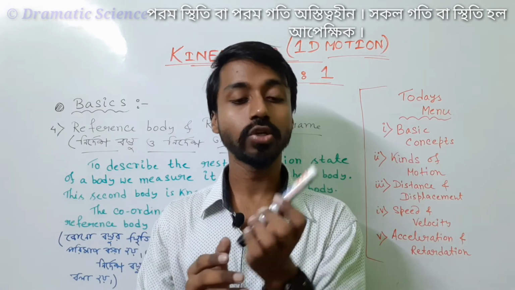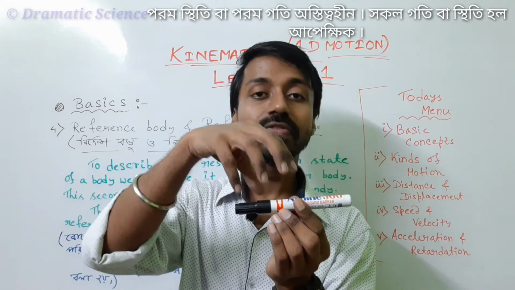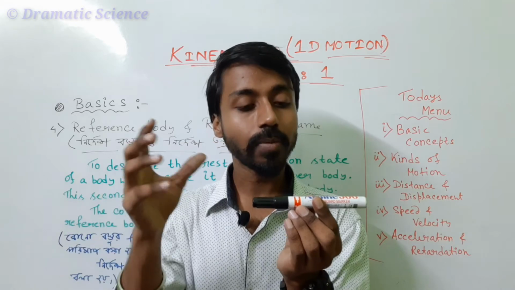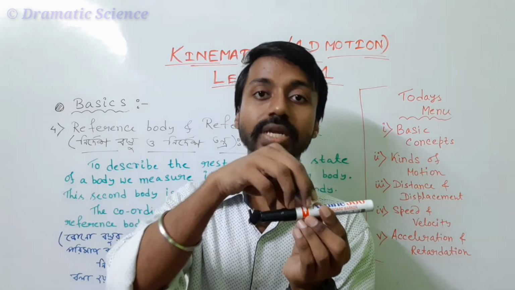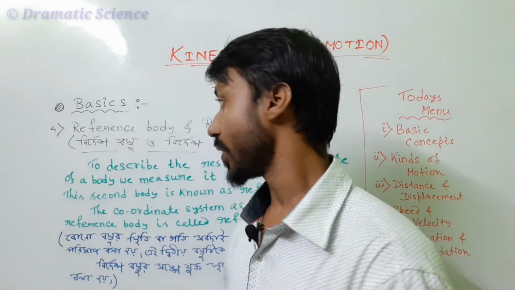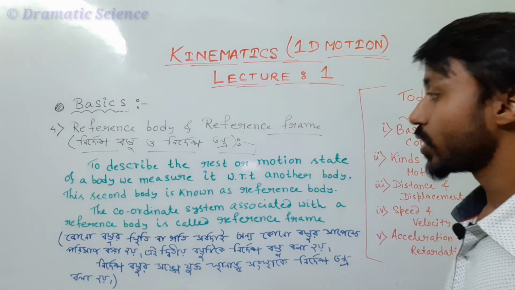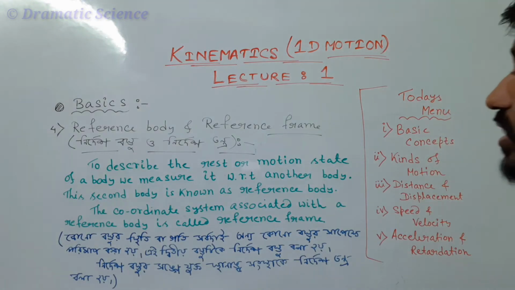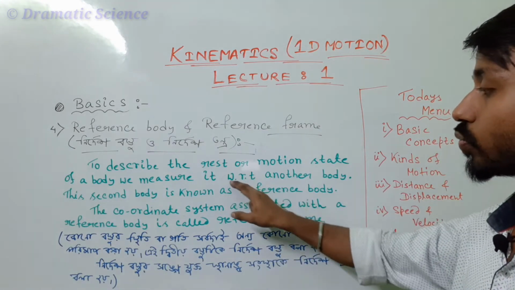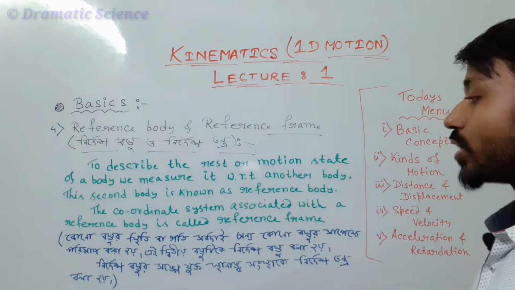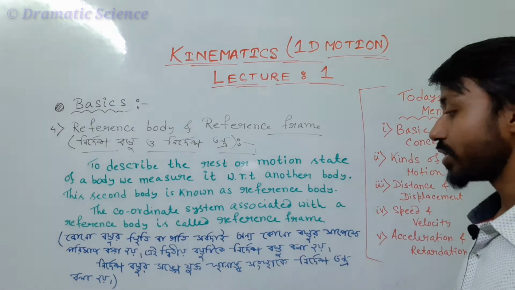Fine. And one thing is that to measure the relative rest or motion of a body, we need another body. To measure the position of this body, we need another point or another body. That concept gives us this: reference body and reference frame. To describe the rest or motion state of a body, we measure it with respect to another body. This second body is called the reference body. And the coordinate system associated with a reference body is called the reference frame.